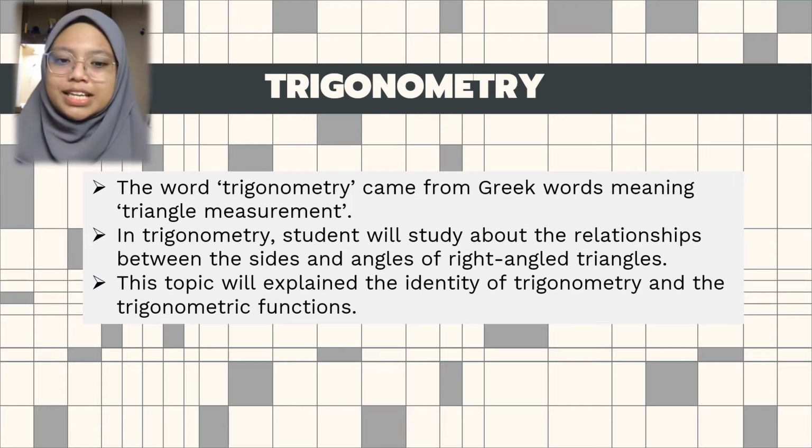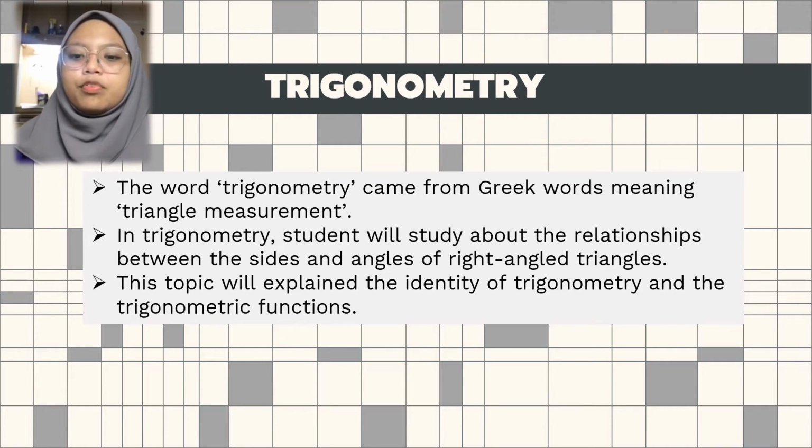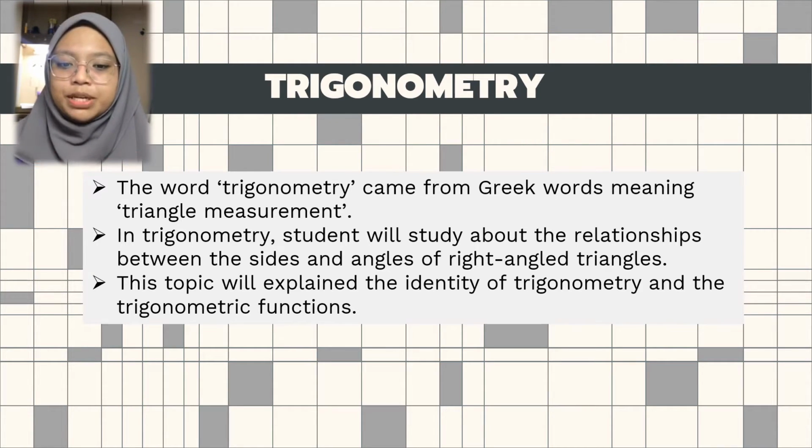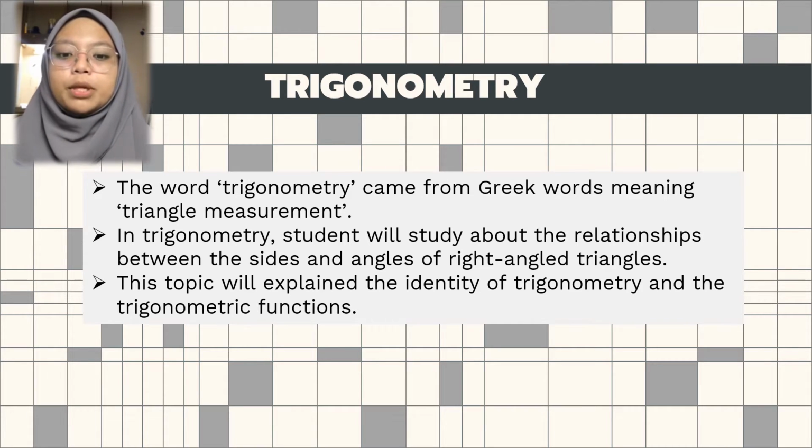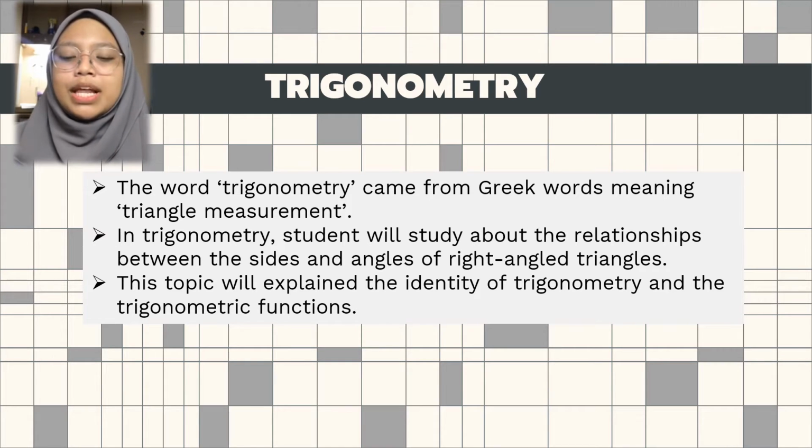The next one is the word trigonometry came from Greek words meaning triangle measurement. In trigonometry, students will study the relationship between the sides and angles of right-angled triangles. This topic will explain the identity of trigonometry and the trigonometric functions.